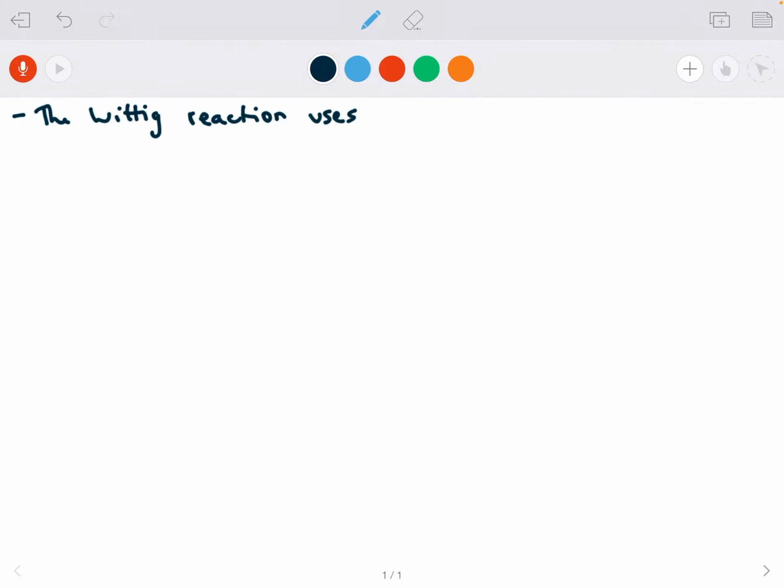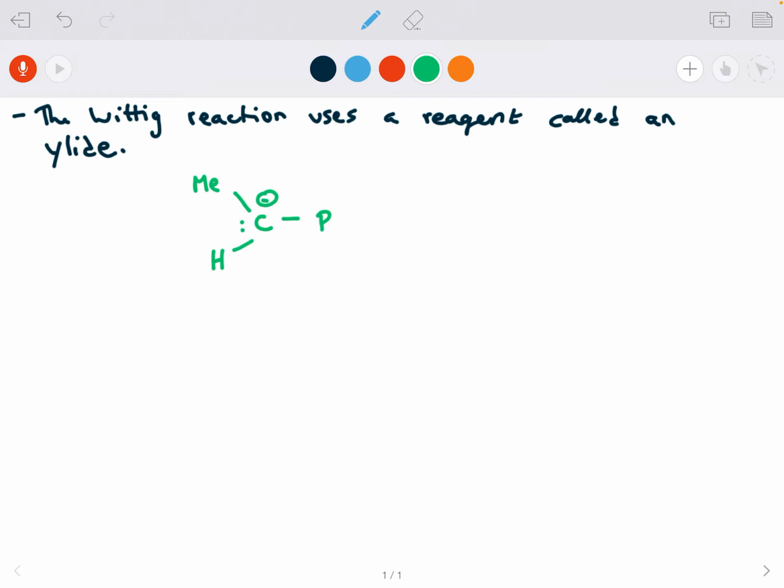uses a reagent called an ylide. Weird spelling. Also, it's a kind of weird looking reagent. It's called an ylide because you have a negative formal charge adjacent to a positive formal charge.